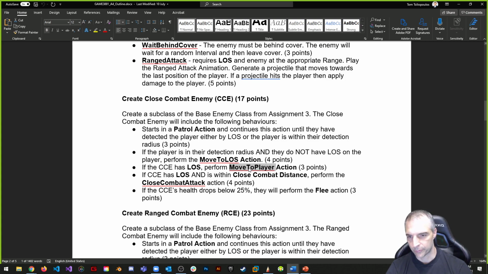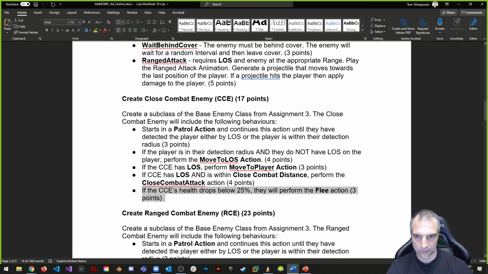If I have line of sight and I'm close to the player, within close combat distance, then do a close combat attack. Cool. And finally, here's something. If my health drops below 25%, I'm going to flee. Whoa, what does this have to do with any of these? Not really anything, right? So this could probably be the first action if you think about it. One way we could do it is make this the first action, which makes our tree a little bit imbalanced, or unbalanced. Let's try this first.